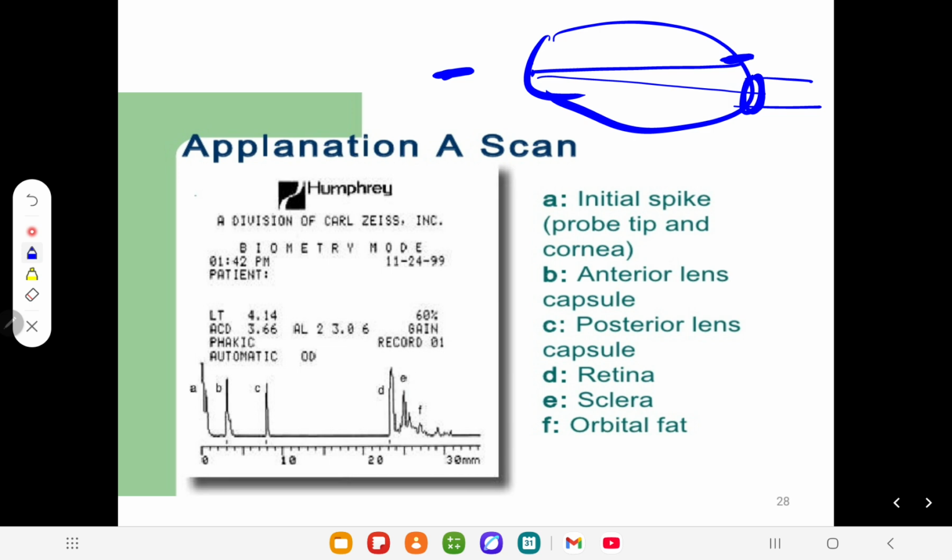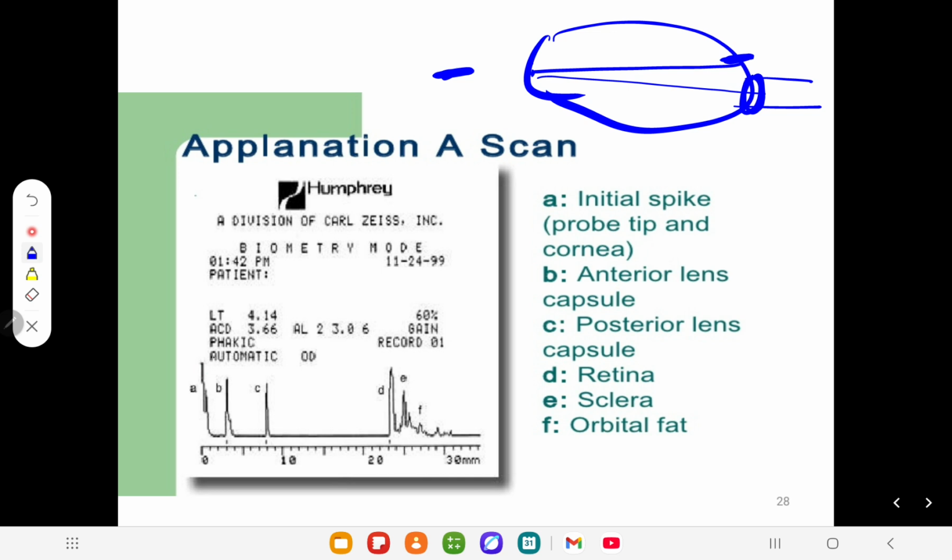See, these things are absent. There is only one spike here. Let me show you one. These things are absent. What is this? These are spikes from sclera and spikes from orbital fat. Something like, let me show you once more.